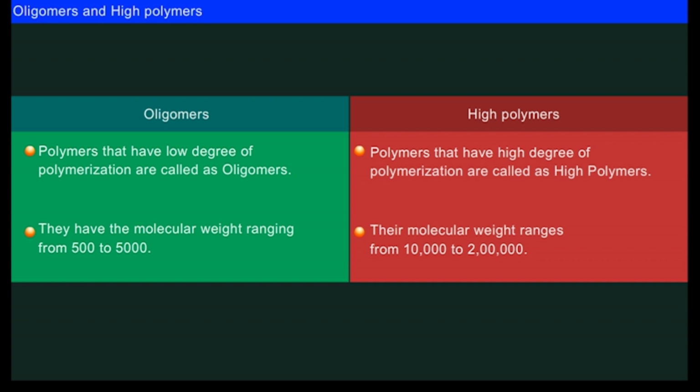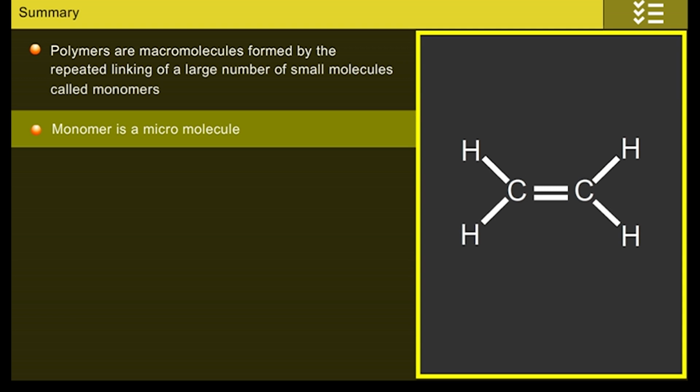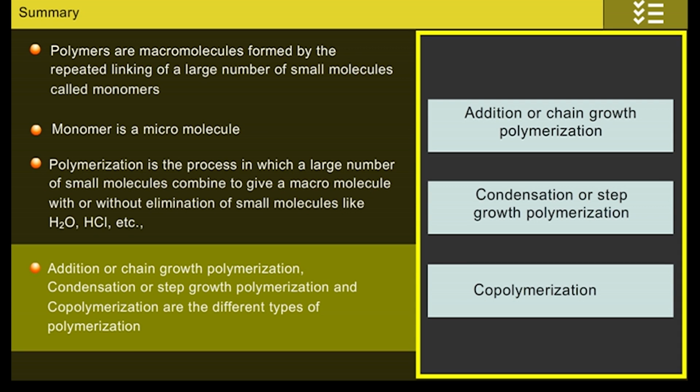Polymers are macromolecules formed by the repeated linking of a large number of small molecules called monomers. Monomer is a micromolecule. Polymerization is the process in which a large number of small molecules combine to give a macromolecule with or without elimination of small molecules like H2O, HCl, etc. Addition or chain growth polymerization, condensation or step growth polymerization, and copolymerization are the different types of polymerization.